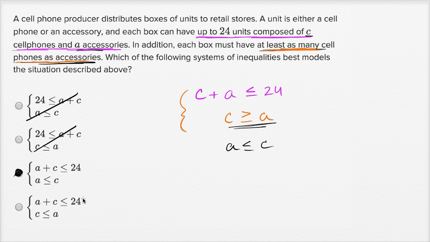This choice right over here has this constraint right, but then it says that the number of cell phones has to be no more than the number of accessories. Or another way to think about it is at least as many accessories as cell phones, which is the opposite of what this constraint is saying. So we could rule that one out as well.